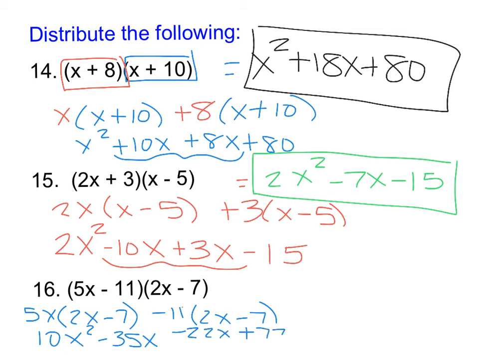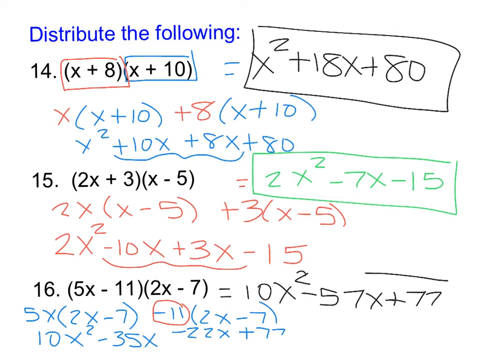Don't forget we're distributing a negative. Think of that as a negative 11. So our final answer is 10x squared, negative 35, and negative 22 is negative 57x plus 77. Done. Just wish my stylus worked.